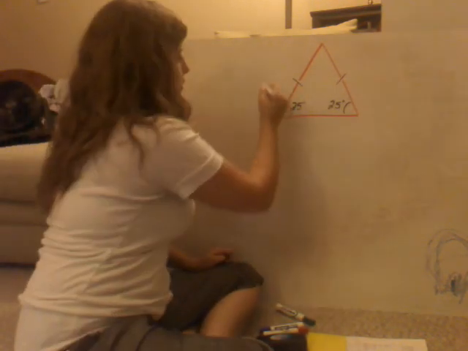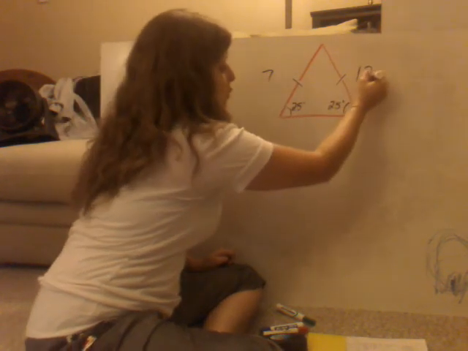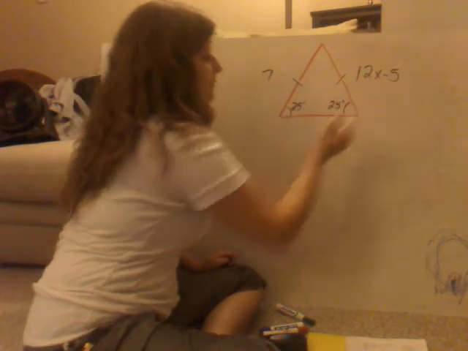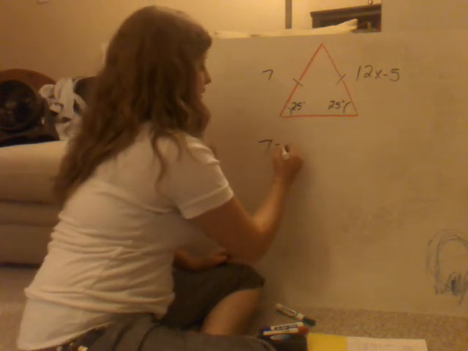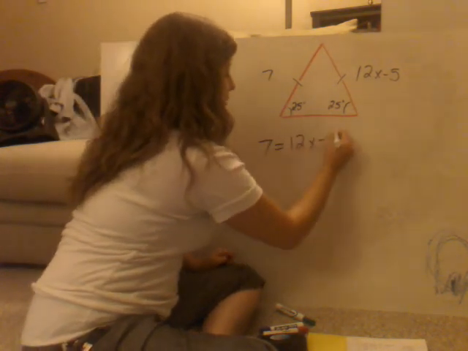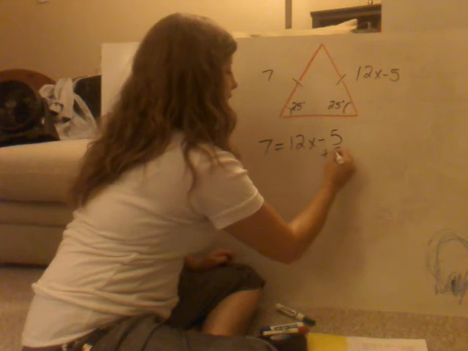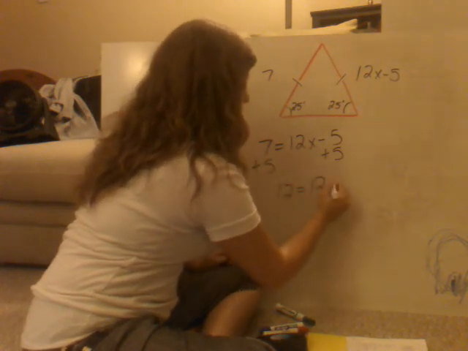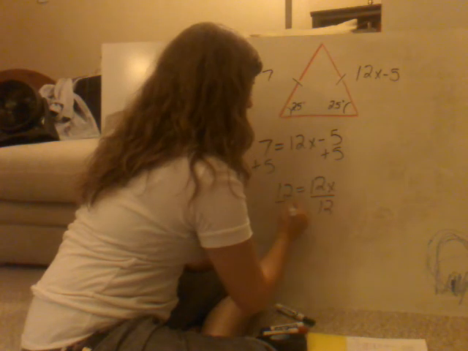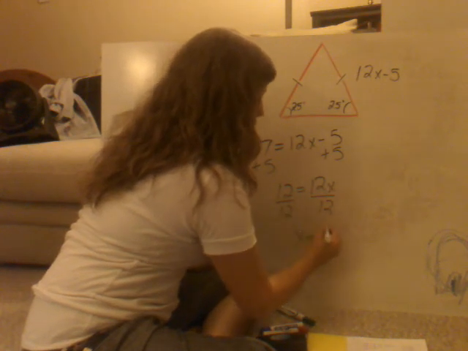And then my numbers are 7 on the left and 12x minus 5 on the right. So then I set them equal to each other, because they're still equal to each other. So I have 7 equals 12x minus 5. I add 5 to both sides. I have 12 equals 12x. Divide by 12. X equals 1.